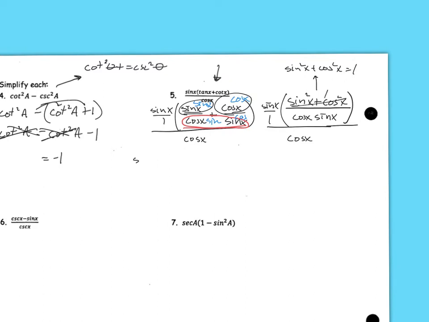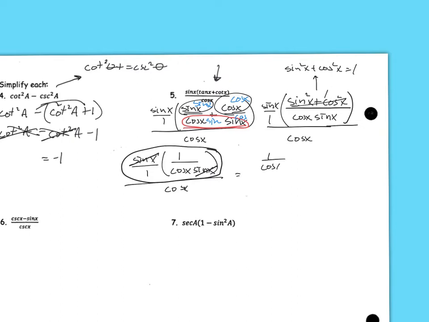So now I have the sine of x over 1 times 1 over cosine sine. And then the denominator is just plain old cosine. Well, I'm going to multiply these two fractions together first. And the sine on the bottom and the sine on the top cancel. So now I have 1 over cosine over cosine. So I'm going to call this 1 over cosine divided by cosine.